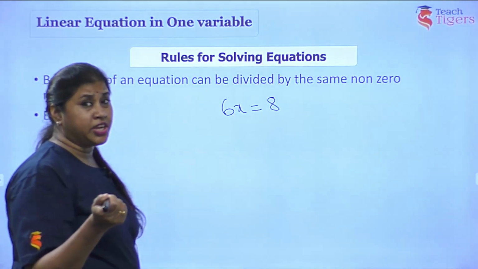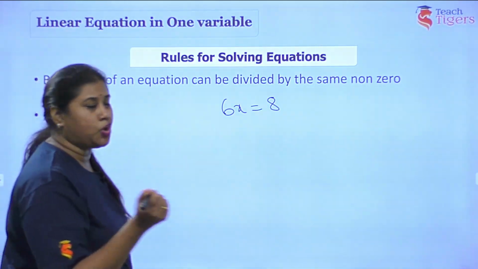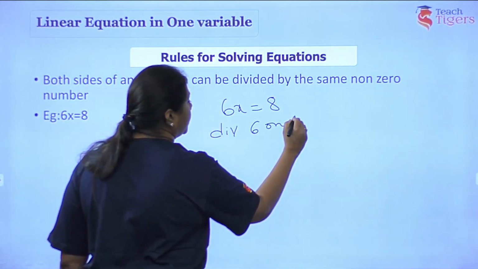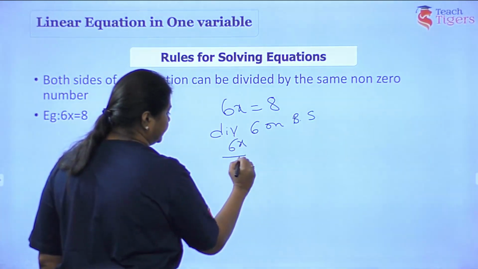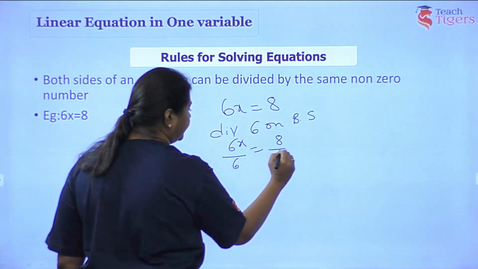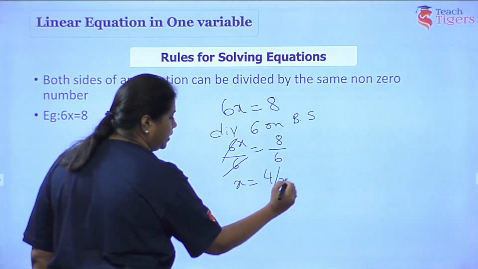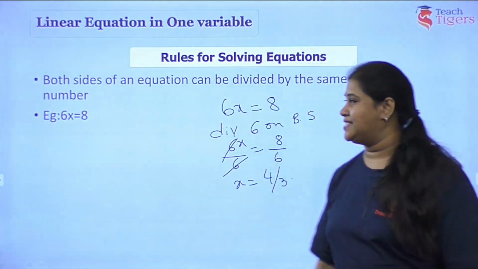यार अभी मुझे क्या नहीं चाहिए, x नहीं चाहिए. मैं क्या करती हूँ, I'll divide this equation by 6 on both sides. Okay, now divide 6 on both sides. क्या हो जाता है ये? 6x by 6 is equals to 8 by 6. 6 cancel. This is 4 by 3. Okay, यार, got it? Understood? Yes.